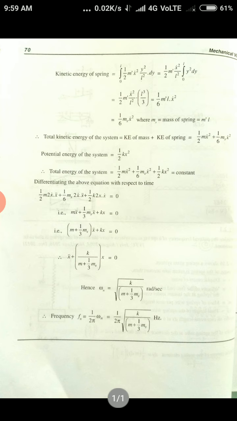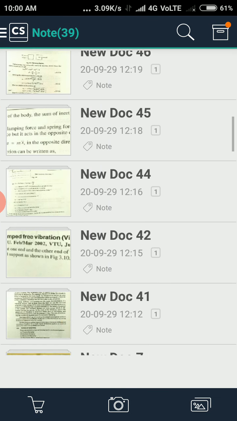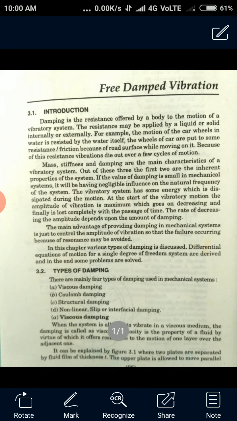Okay, so next we'll go for the next concept, that is damped free vibration. So what is the meaning of damped free vibration? You know that when there is a vibration, if there is a loss of energy, if there is a friction, if there is a resistance to the vibratory motion, that is called as what? A damped vibration without any external force. So that's why it's called a free damped vibration.